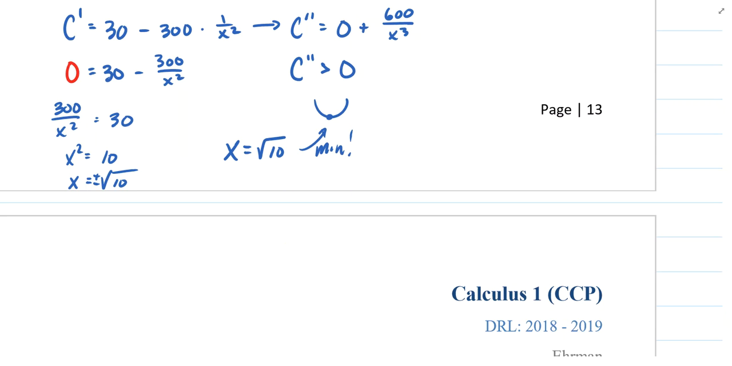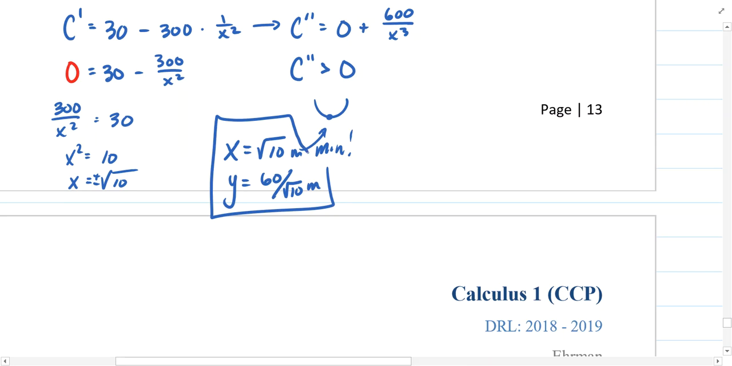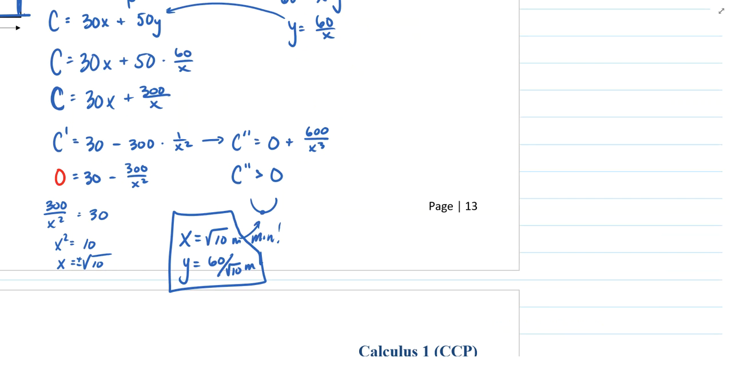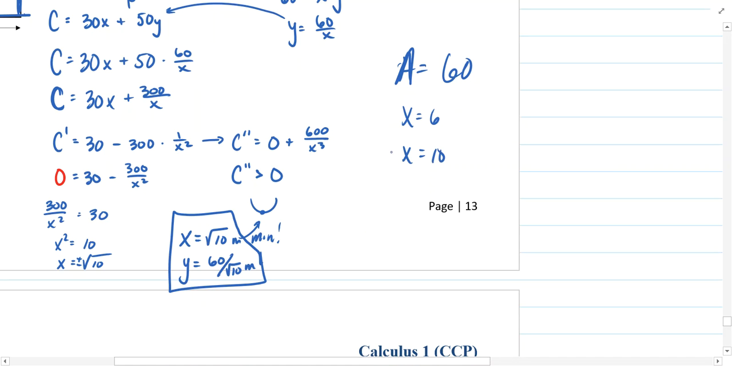So it appears that the dimensions necessary to minimize the cost are when x is equal to the square root of 10, and y then would have to be equal to 60 divided by the square root of 10. And both of those are measured in meters. By the way, we could investigate this solution if time permits, and we can substitute these two numbers into the cost function and then pick other values that may work. For example, the pen, since its area is equal to 60, could have dimensions of 6 and 10, right? 6 times 10.